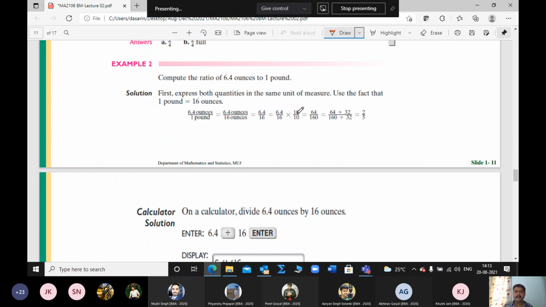6.4, when multiplied by 10, becomes 64, right? Denominator we have 16, and 10 is also there. 16 into 10 is 160. So therefore 64 divided by 160. Still simplification is possible with the tables that we know, so I wanted to make it as a simplified form. I can divide both by 32, because 32 is the common factor for 64 and 160. Dividing numerator and denominator by 32, we get 2 by 5 as the simplified form of the ratio of 6.4 ounce to the 1 pound.